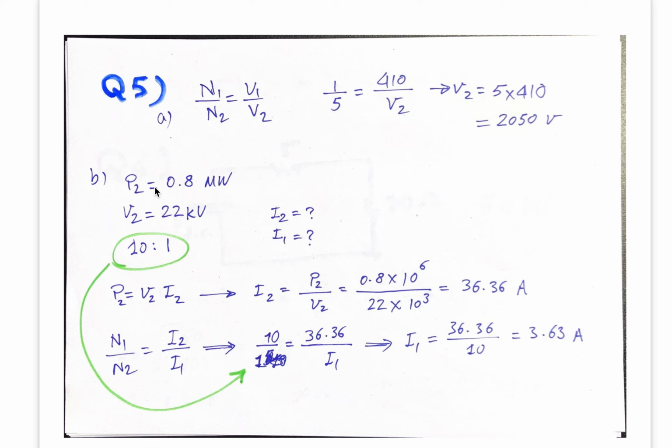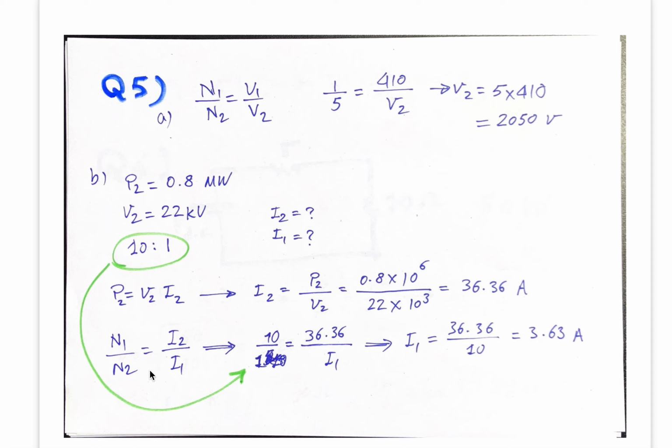V2, or voltage of the secondary side or load, is also given. The ratio of the transformer is given. This is a step down transformer like those used in building services. And then the question is, what is I2, I1? I know this ratio also for current. You see this one, N1 over N2 equals I2 over I1.